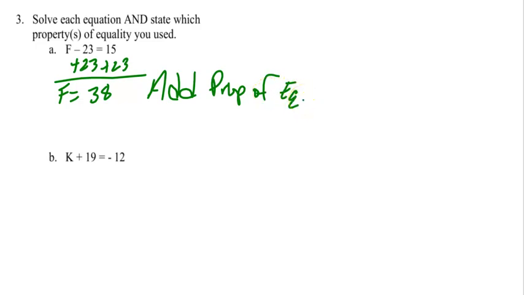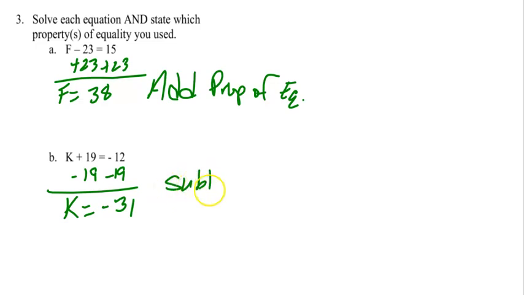Next, I have k plus 19 equals -12. If I subtract 19 on both sides, I'm now left with k equaling -31. And since I subtracted the same number on both sides to get my answer, this would be the subtraction property of equality.